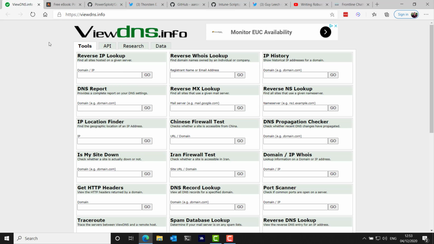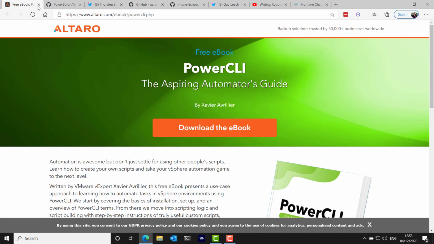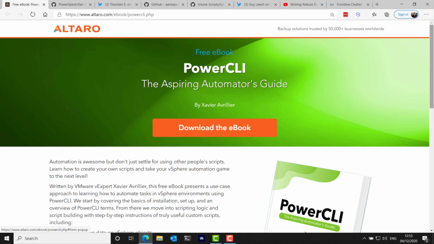It's pretty interesting stuff. There's a free ebook by author Xavier Avrillier on the topic of PowerCLI for automation purposes. In the book, Xavier presents a use case approach to learning how to automate tasks in vSphere environments using PowerCLI.